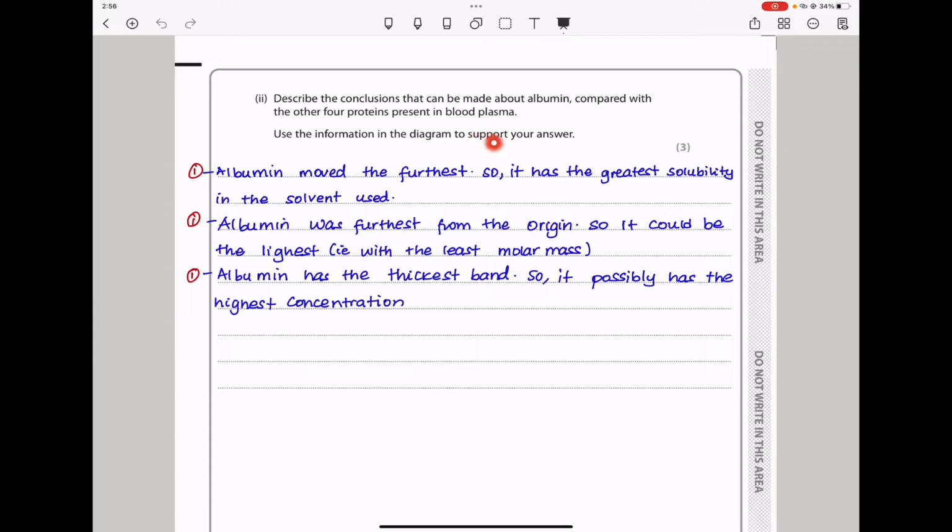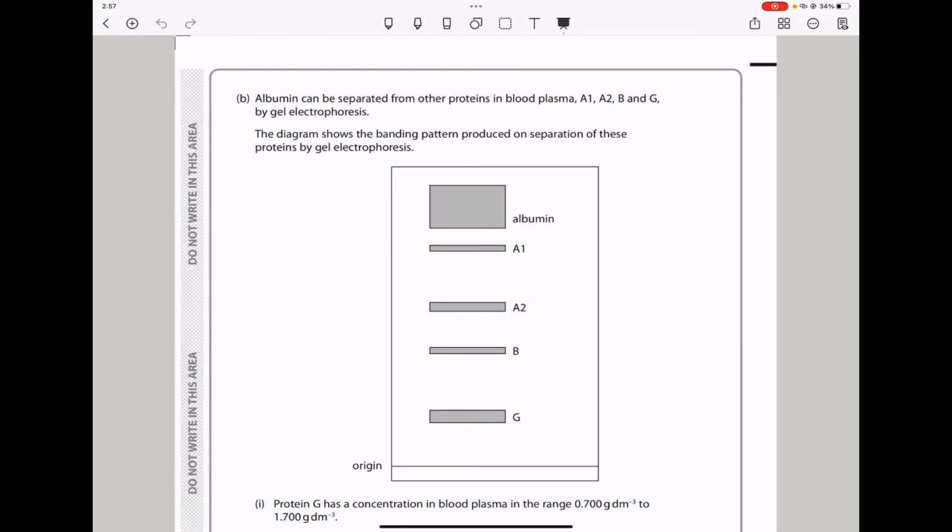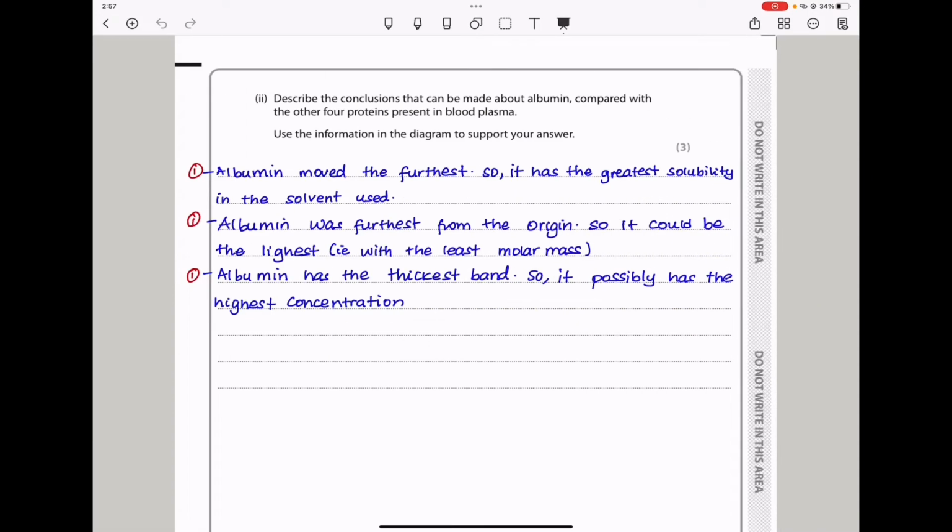Use the information in the diagram to support your answer. So taking you back here, since albumin traveled farthest from the origin, it means it had the greatest solubility, and G had the least solubility because it traveled the shortest distance. So I said, albumin moved the farthest, so it has the greatest solubility in the solvent used.